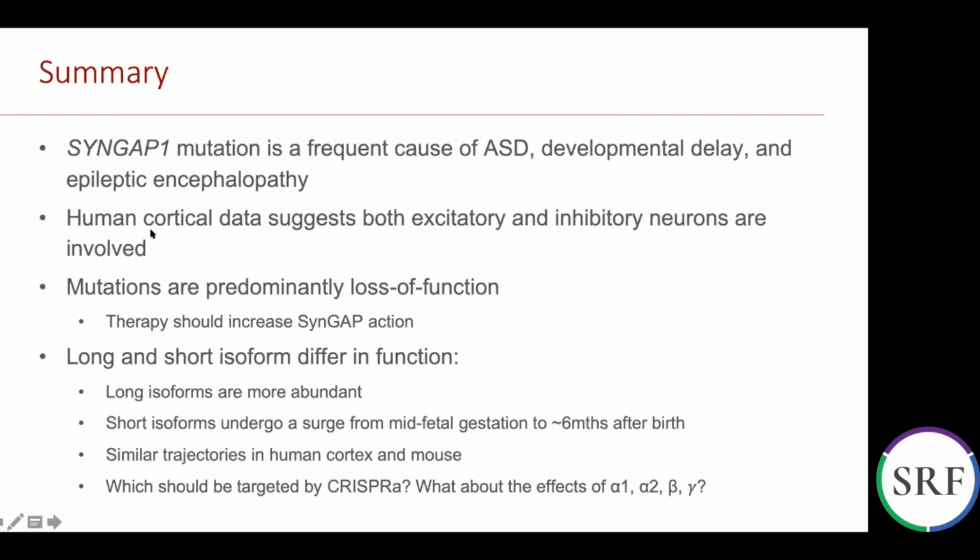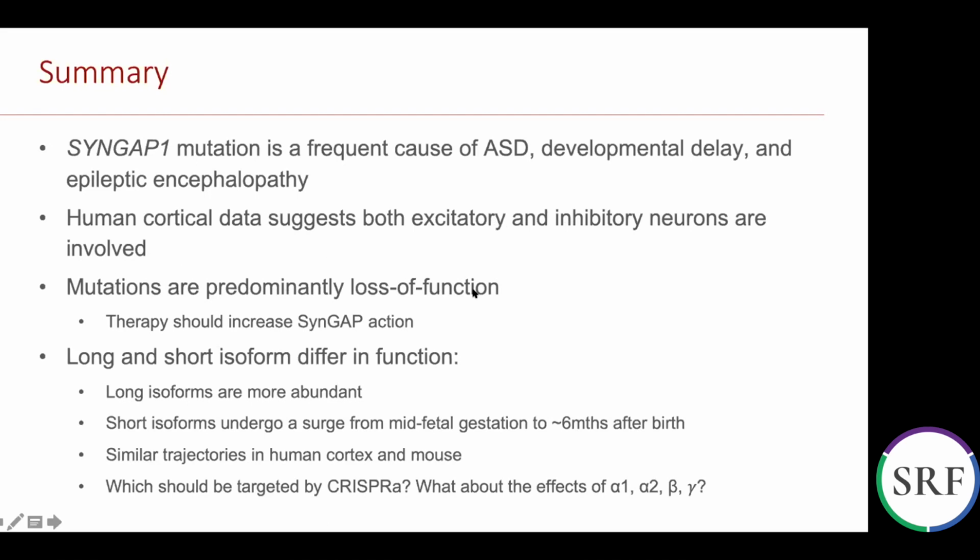When we look at the human cortical data, we see evidence that the cortex is important, and we see that it particularly is excitatory and inhibitory neurons which are involved, with a slightly higher expression in excitatory neurons. I suspect the communication between these two neuron types is one of the underlying important components of this.